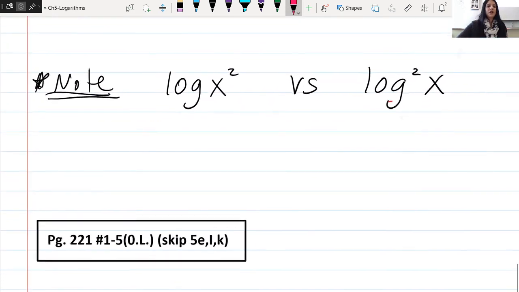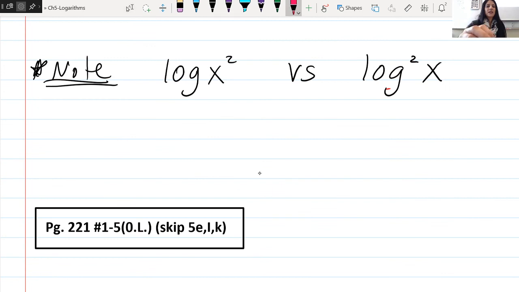I just want to very quickly mention this. It's such a subtle difference. Look at this. Log x squared. Do you see that this is like the stuff we've been doing? It's the same thing as 2 log x. 2 log x versus this. If we have log squared the x, any ideas? Like we haven't done that yet, but what do you think that that means?